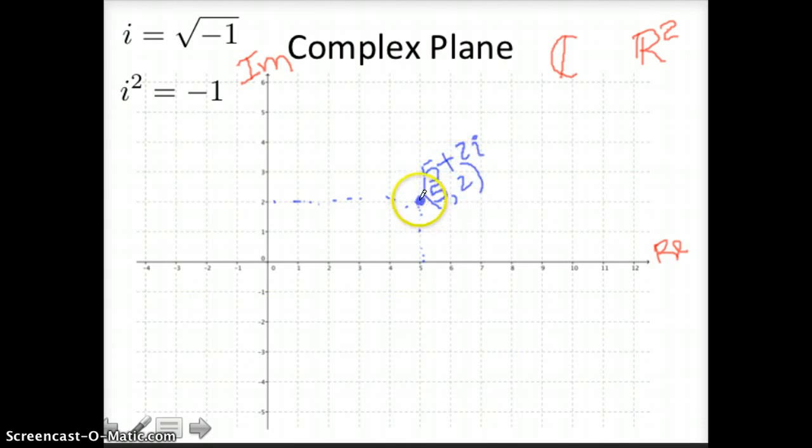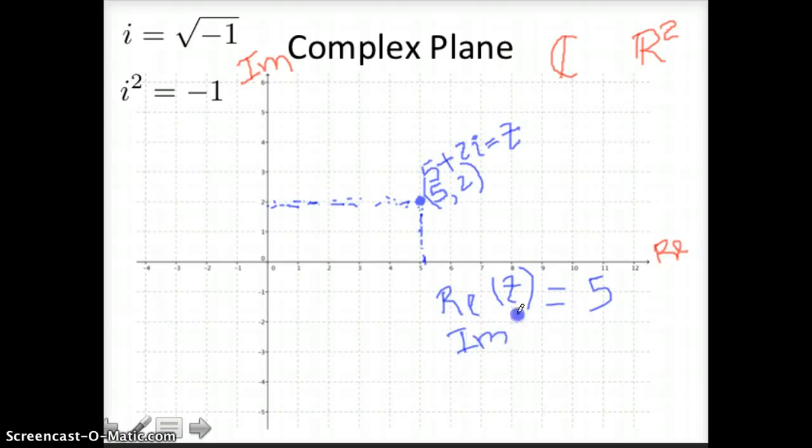So this is how we would denote this number in the complex plane. Now we can say this is called, say, z. And the important thing is that if that is z, we can then say the real part of z is equal to that first coordinate, 5, and the imaginary part of z, in this case, would be equal to 2.